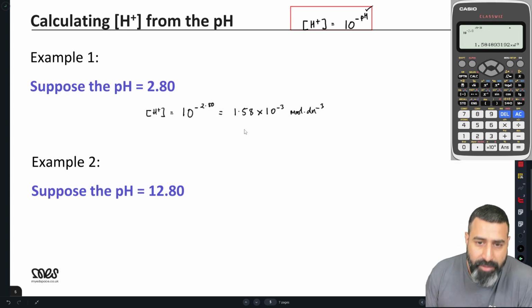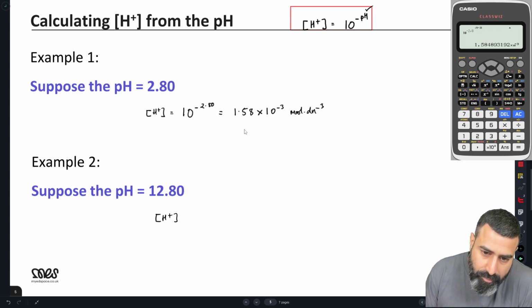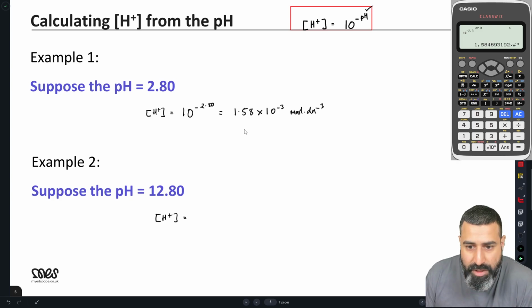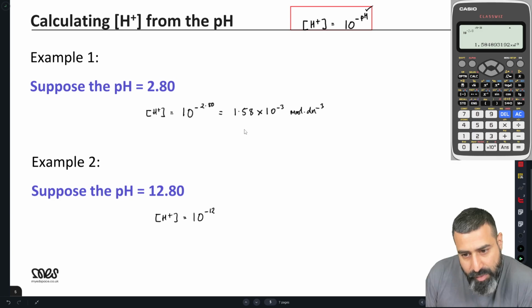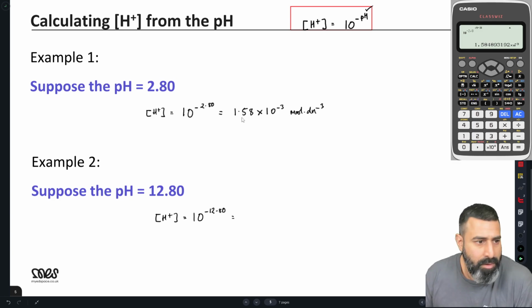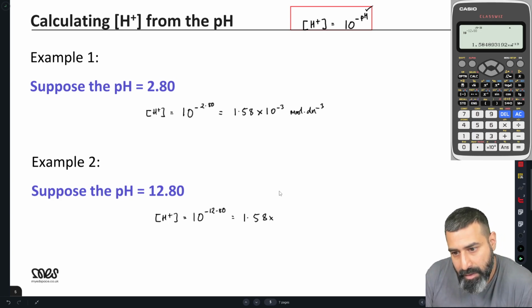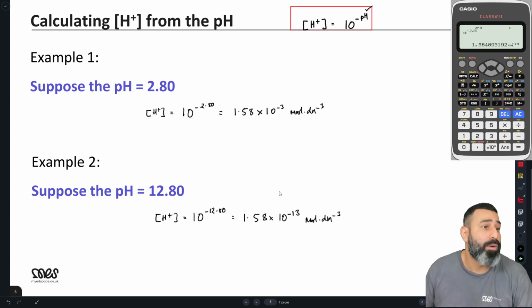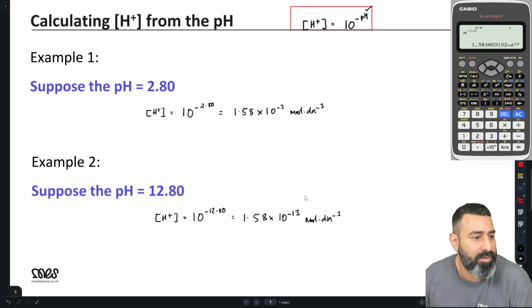And we're going to do the same thing for example number 2. My hydrogen ion concentration is 10 to the power of minus 12.80. So Shift log minus 12.80, and I get a hideously small hydrogen ion concentration. It's so small, it's 1.58 times 10 to the negative 13 moles per decimeter cubed. It's very alkaline. I know that because the pH is greater than 7.